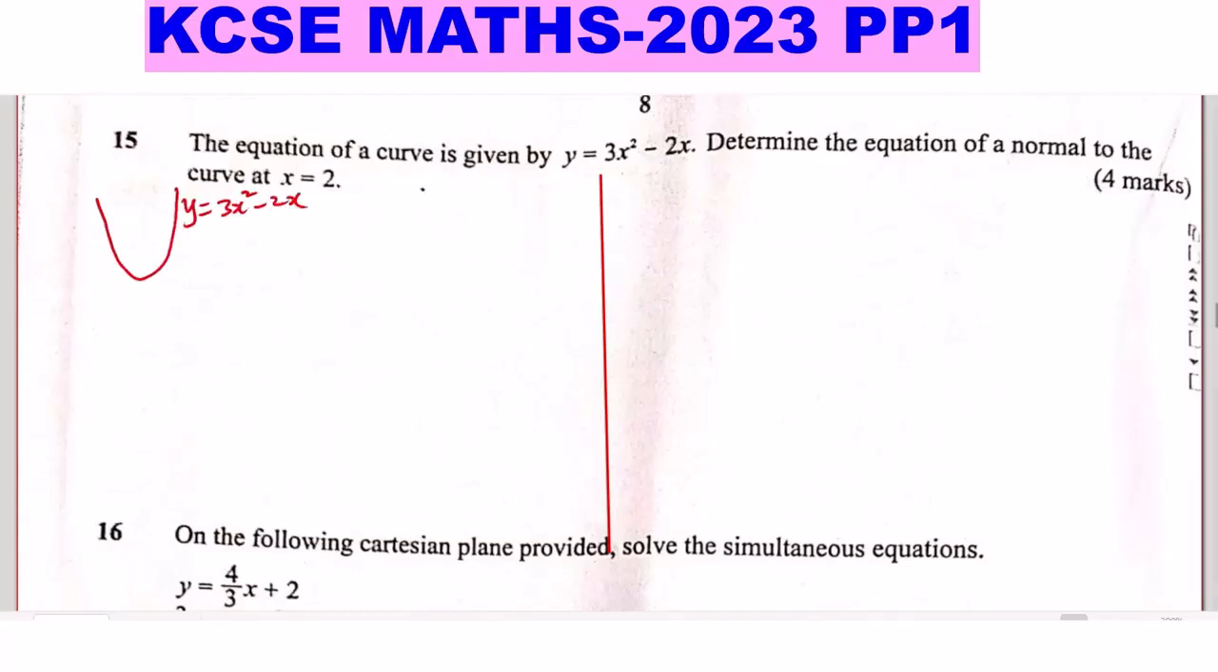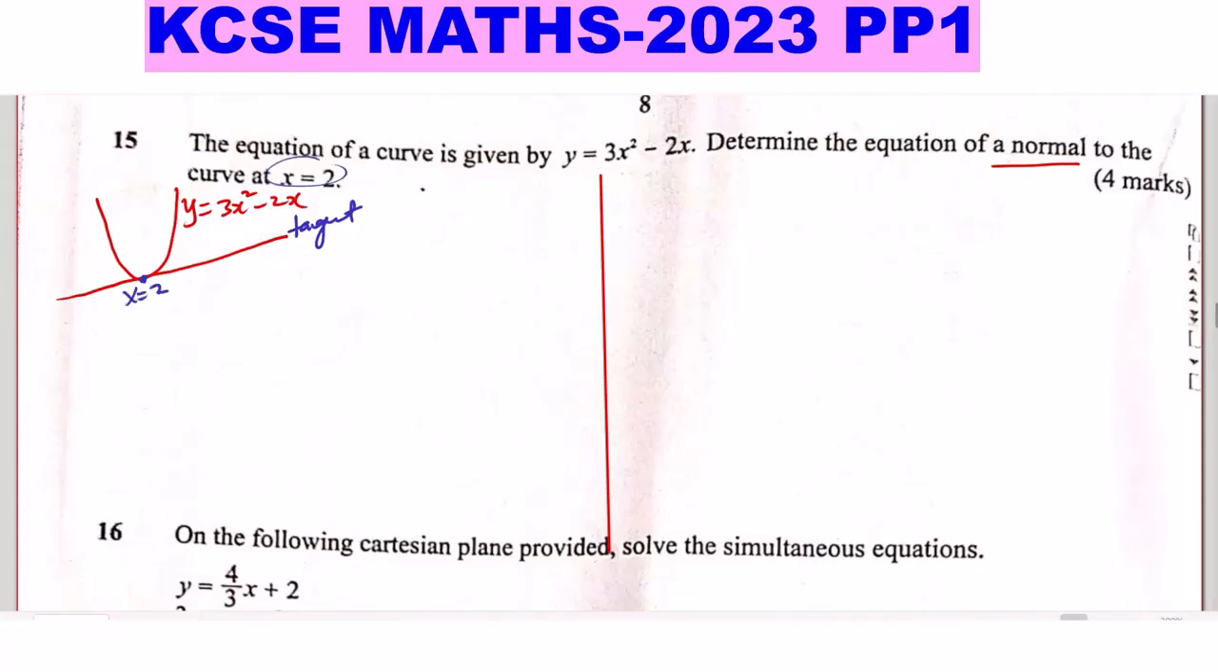If you are to find the equation of the normal, we must start with the tangent. Assuming the tangent is a line that touches this curve at this point, that is the tangent. And the point where it is touching this curve is x equals 2.